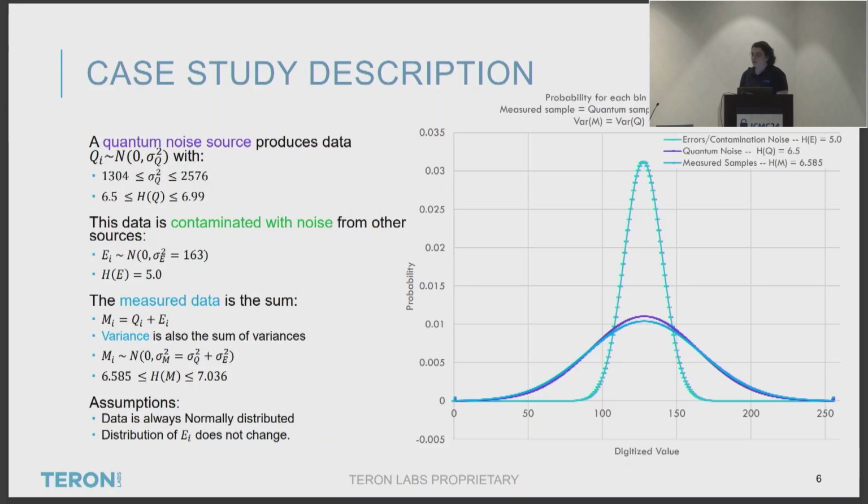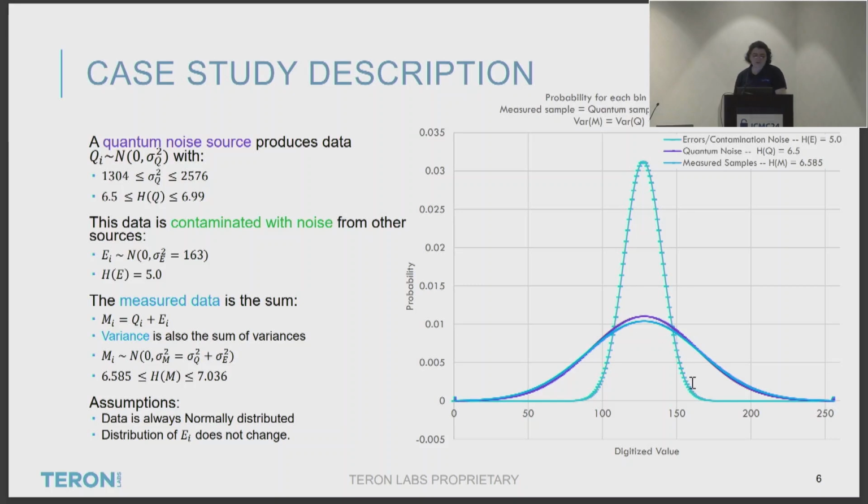So now we go on to the case study description. We're going to have a quantum noise source, and it will produce data. We're going to assume that the entropy of this data is above 6.5 bits per byte. This is represented by the purple curve here.